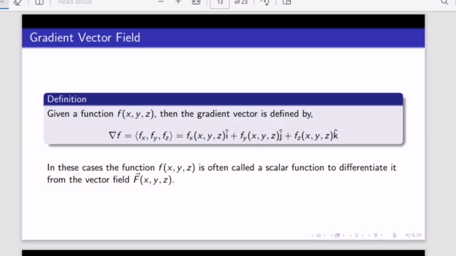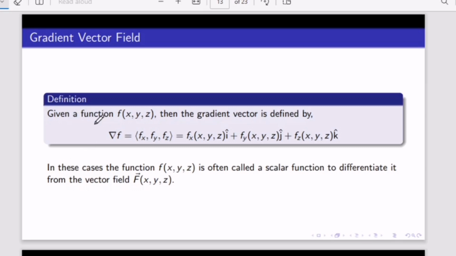So let's start with the gradient vector field. When we talk about a gradient vector field, you know that a vector has direction. This is an application of vectors from algebra, Math 151, I think the first semester.